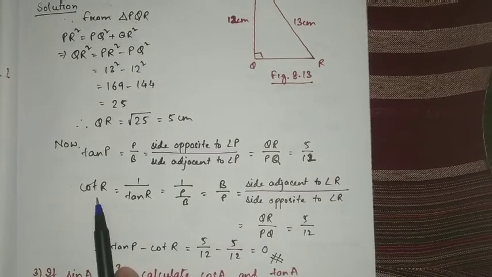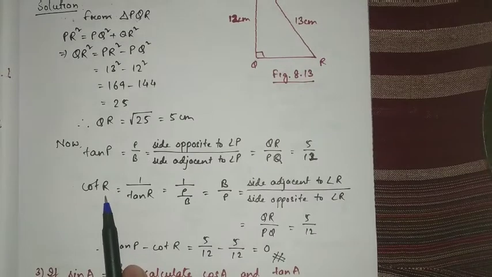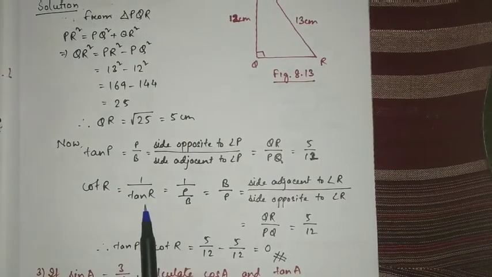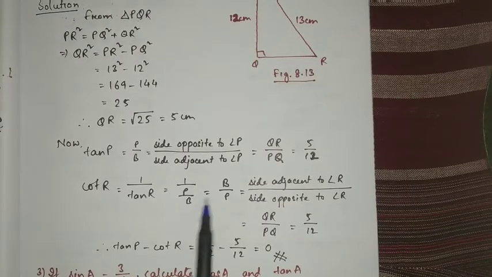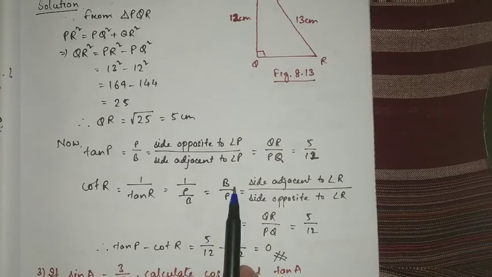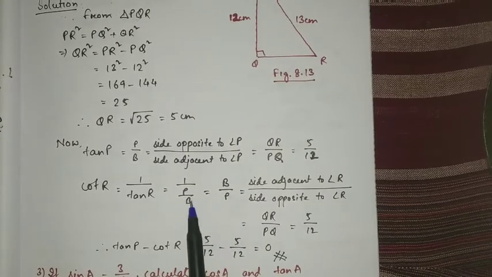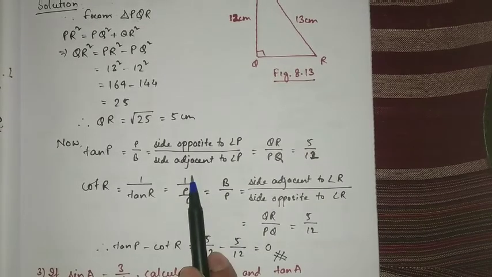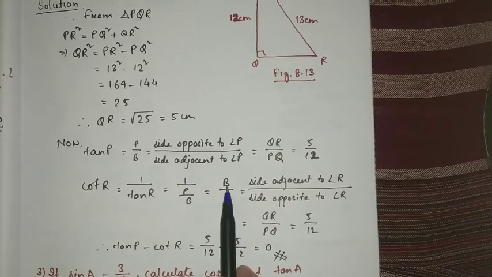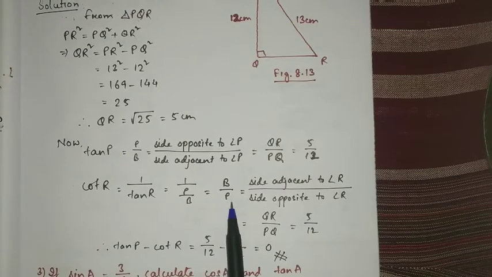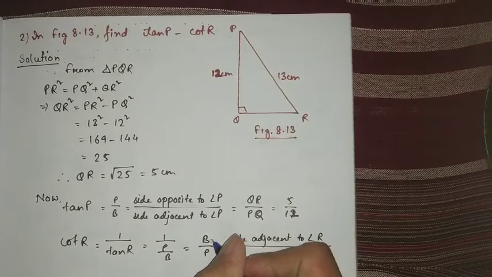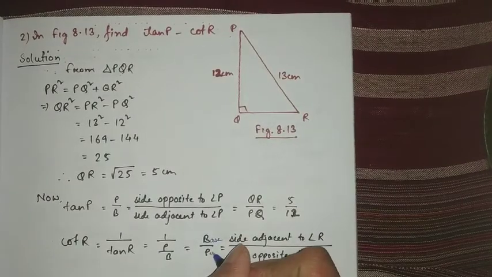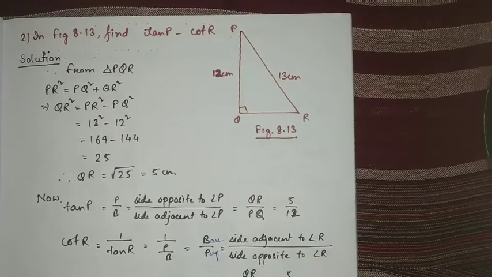Now next is cot of R. We know that cot of R is nothing but the reciprocal of tan of R. So tan of R is equal to perpendicular by base. So 1 by P by B is B by P; the base goes up to the numerator and it becomes B by P. Here B means base and P means perpendicular. Don't get confused with this P and this P. This B only means base, and this P means the perpendicular.